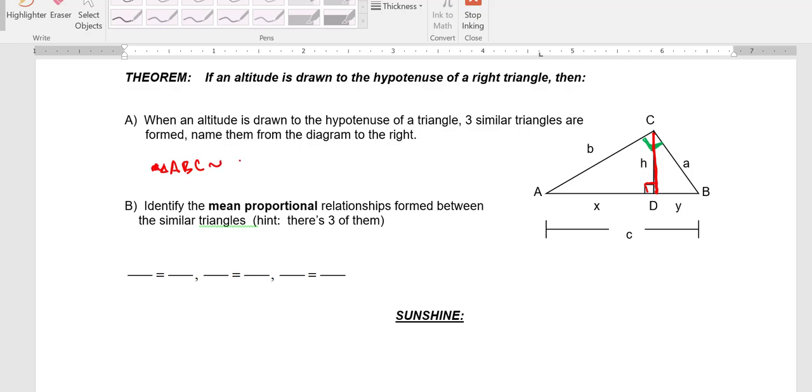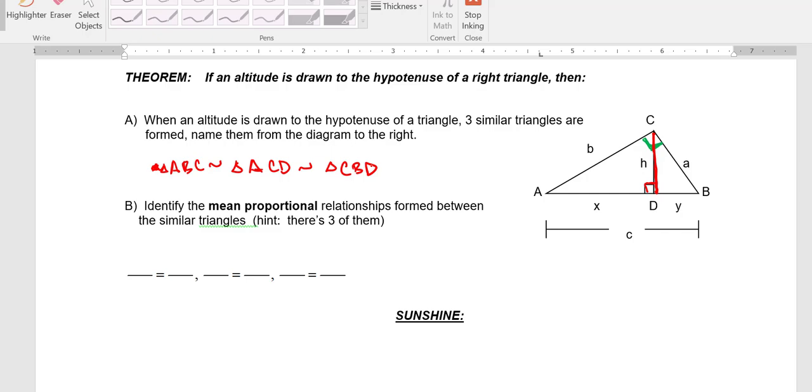And it's going to be similar to triangle, let's make sure we get the letters right, similar to the triangle on the left here, so ACD, just matching up angle A and the right angles, so C and D are the right angles. And then that's going to be similar to triangle CBD. Now again, the order of the letters there is very important as we write that out.